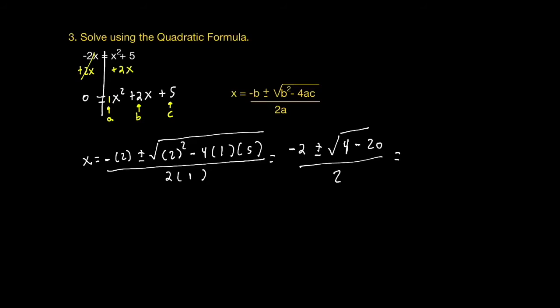This is going to equal negative 2 plus or minus the square root of negative 16 all over 2. Now we have a negative number underneath the radical, so when I take the square root, we're going to have the imaginary unit. The square root of 16 is 4, so we're going to get negative 2 plus or minus 4i all over 2.